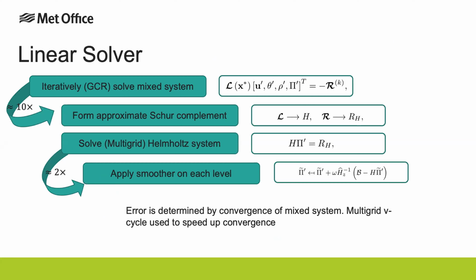For the linear solver itself, we are using GCR to iteratively solve the mixed system. That typically takes about 10 iterations for each time step. Then from that we form the mixed Schur complement and use that, and then we solve the multigrid Helmholtz system for that and apply the smoother on each level. The error itself is determined by the convergence of the mixed system, and the multigrid V cycle is used to speed up that convergence, and I'll show you how that works in a second.